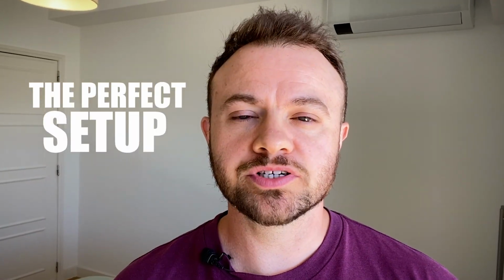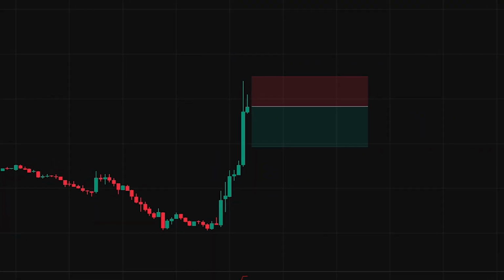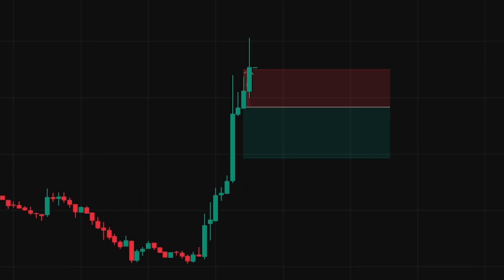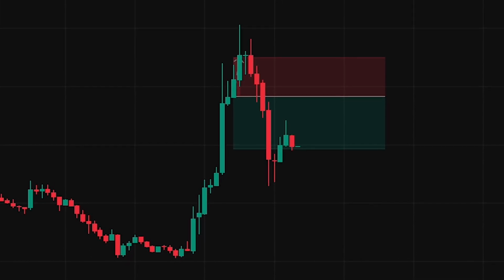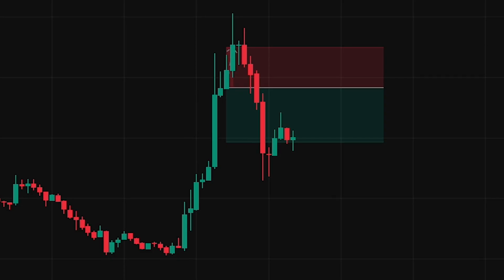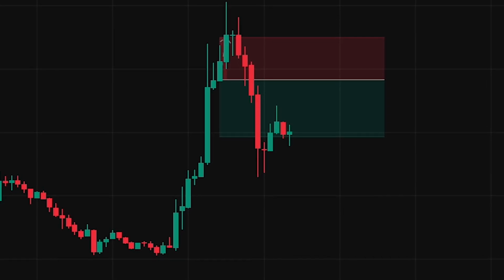Let me know if this sounds familiar. You find the perfect setup. You place your trade with your stop loss exactly where all the gurus tell you to put it. And you're feeling really good about it. Then, out of nowhere, bam! A violent spike rips down, hits your stop loss to the absolute pip, and then immediately reverses, right in the direction you wanted, just without you along for the ride.